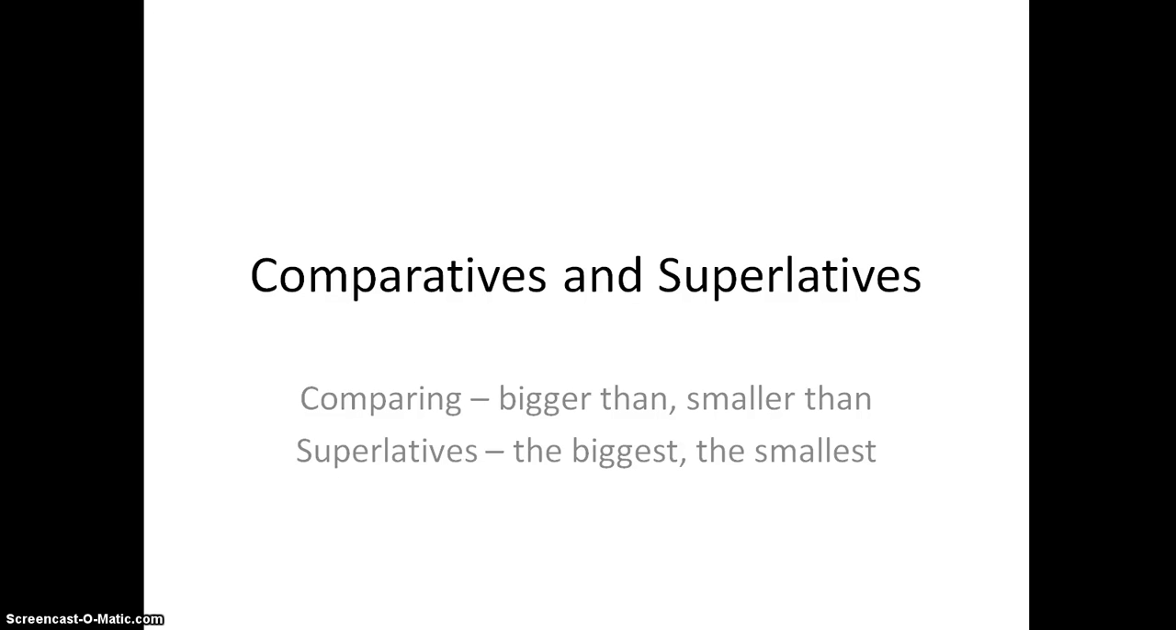So this video looks at comparatives and superlatives in Spanish. Comparatives is where we compare two things, so bigger than or smaller than. And superlatives tell us whether they're the biggest, the smallest, the longest, etc. So how do we form these?